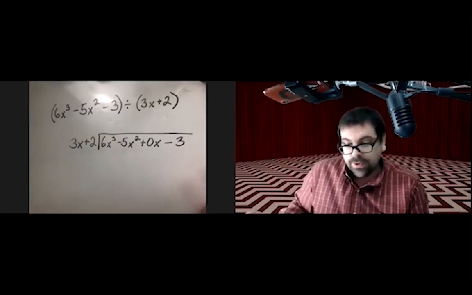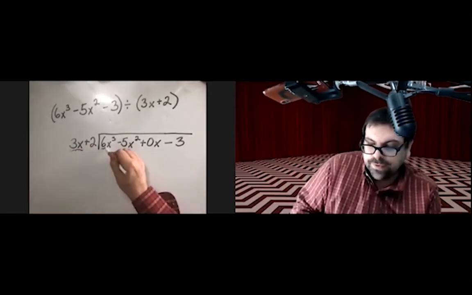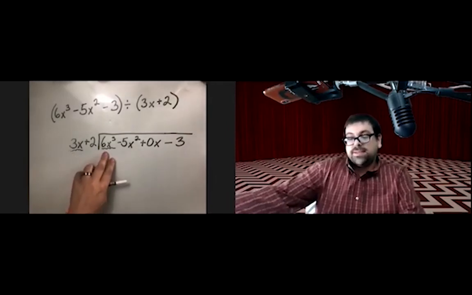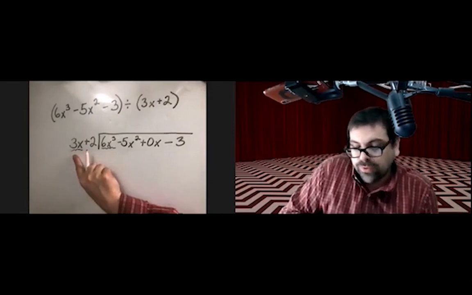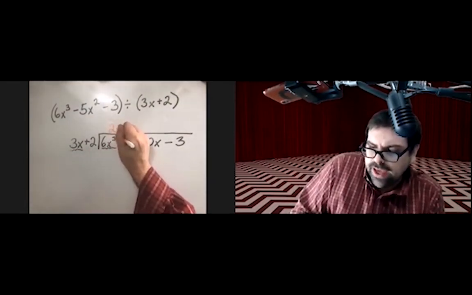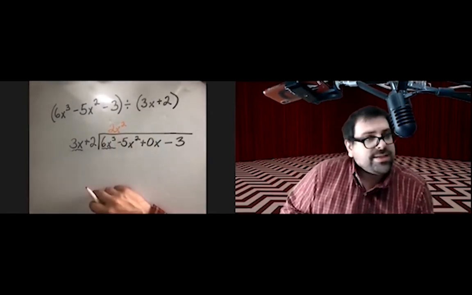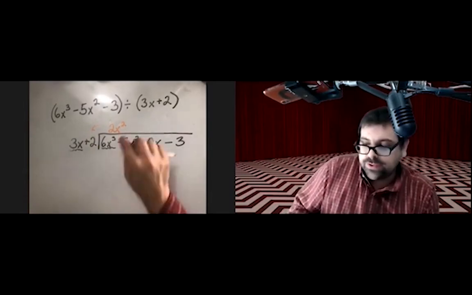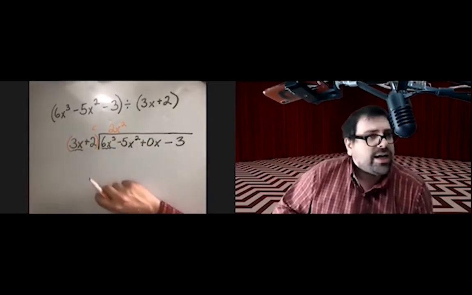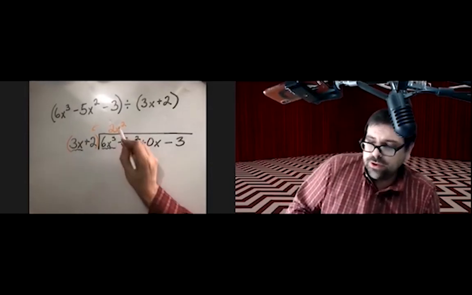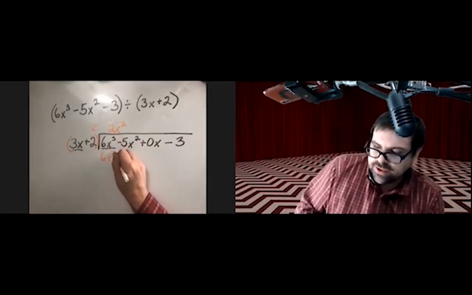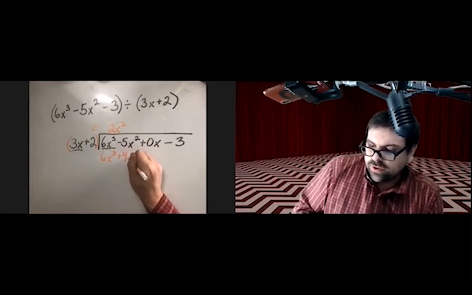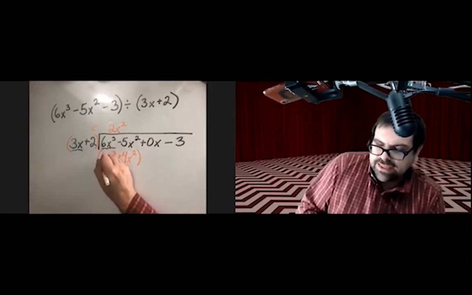Let's do our steps. Look just at the first term. 3x times what is 6x cubed? Well, 3x times 2x squared is 6x cubed. And if we're right about that, that first thing will cancel out when we multiply around the corner. 2x squared times this entire 3x plus 2. 2x squared times 3x, that's positive 6x cubed. 2x squared times positive 2, that is positive 4x squared. We subtract the entire thing.